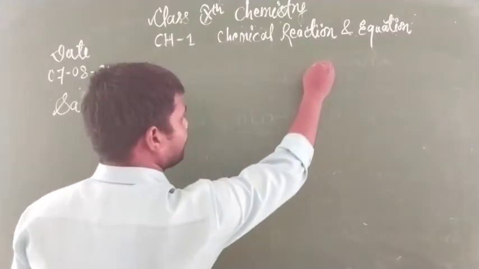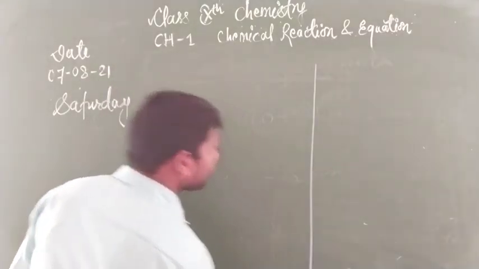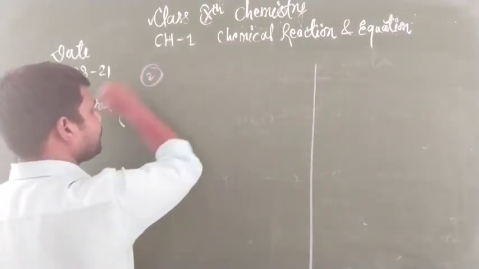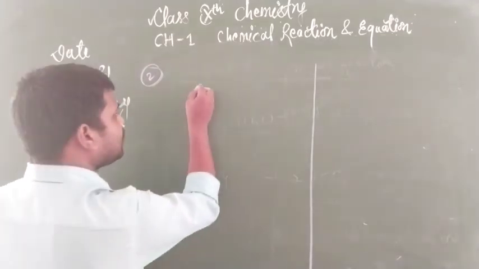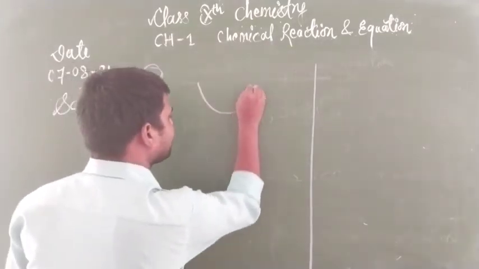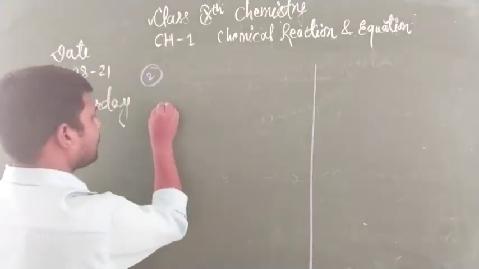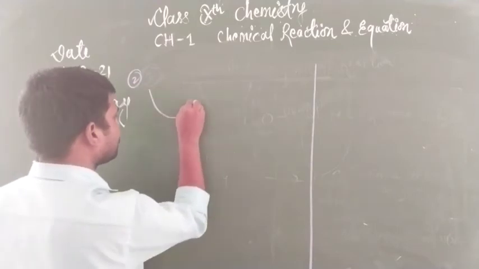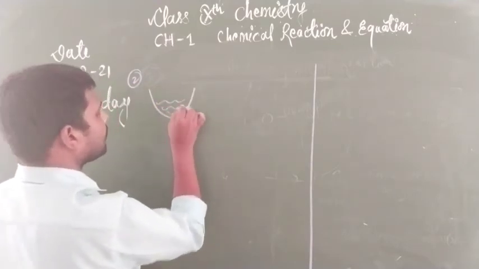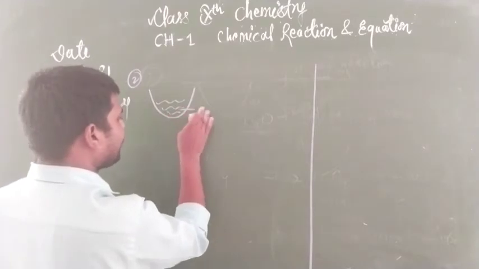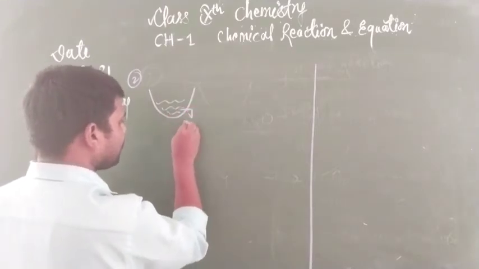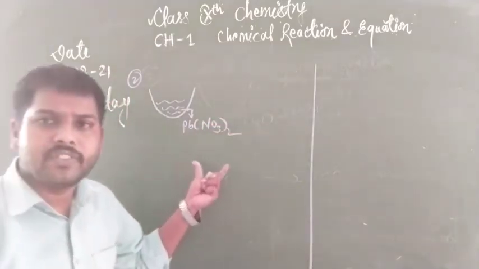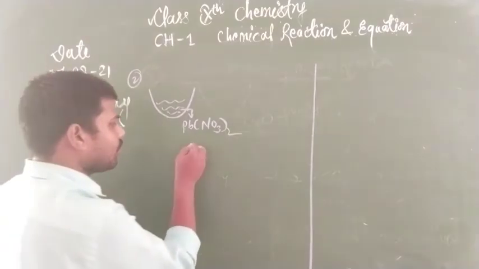Now see, children. In China dish, second experiment, okay? In China dish, I have taken the crystals here. Second, I have taken lead nitrate. The color of the lead nitrate is white.